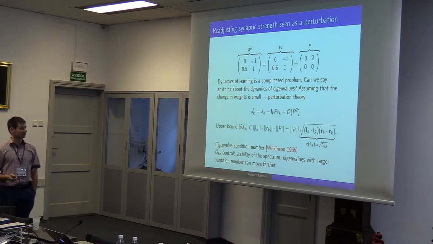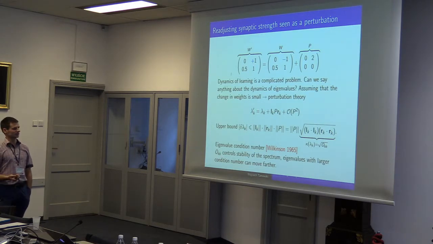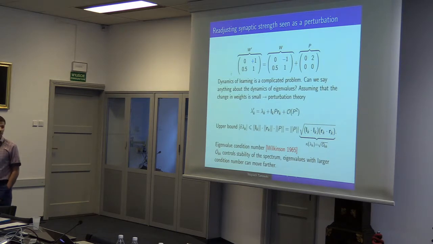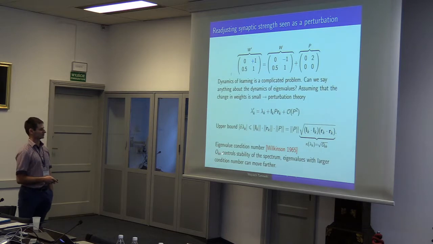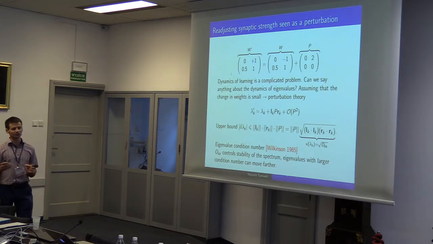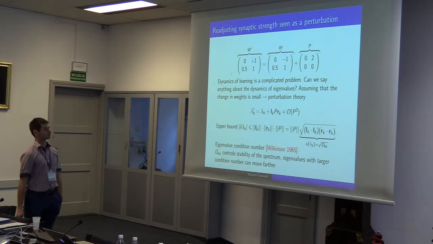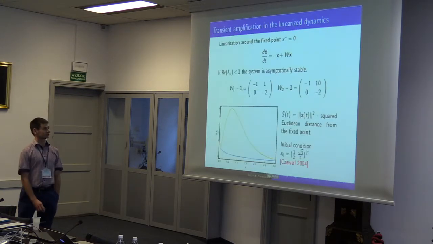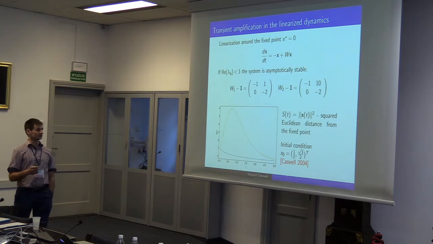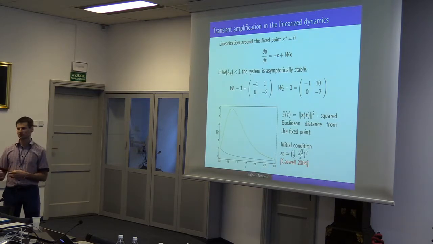So you can see that the diagonal elements of this overlap matrix control the stability of the spectrum, and eigenvalues with larger numbers can be perturbed much more than the others. Okay, so let us also consider the dynamics of this neural network.